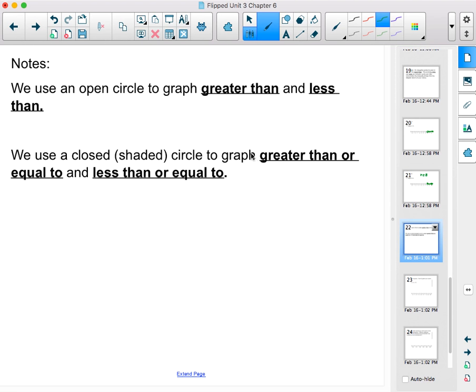In your notes, this is a very important note. We use an open circle to graph greater than and less than because the number that we're putting the circle over is not actually part of the solution. We use a closed or shaded circle to graph greater than or equal to and less than or equal to, because when we have that equal to component, now the number that we have circled is actually part of our solution as well.